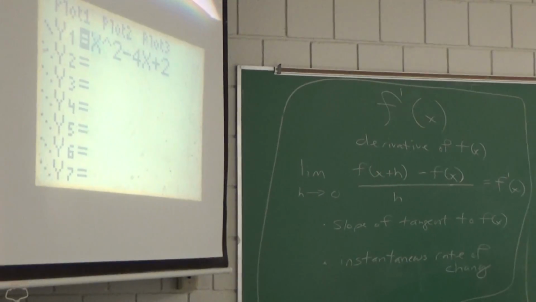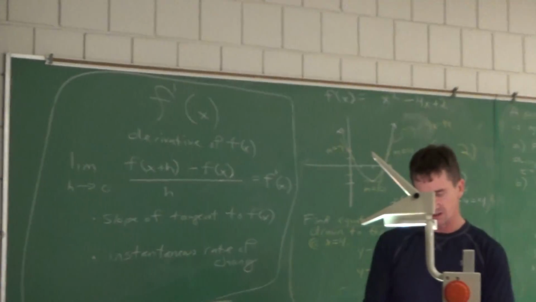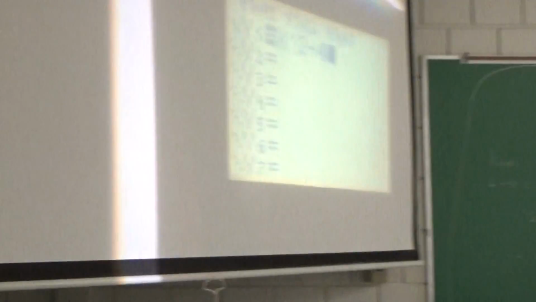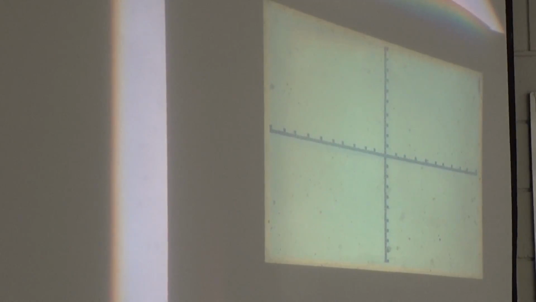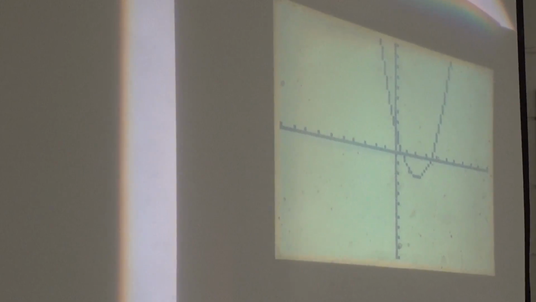So first thing was, let me clear this out. What was the equation of the function? x squared minus 4x plus 2, right? Yes. And I made the graph, I just want to see the graph. There it is. So I got that first. Now I want to get the tangent.